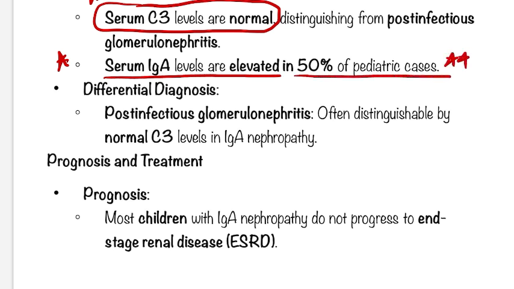Another important thing: serum IgA levels are elevated in only 50% of pediatric cases. You may think serum IgA must be elevated in 100% of patients, but no, this is wrong. Serum IgA levels are elevated only in 50% of pediatric cases. Prognosis is generally good.